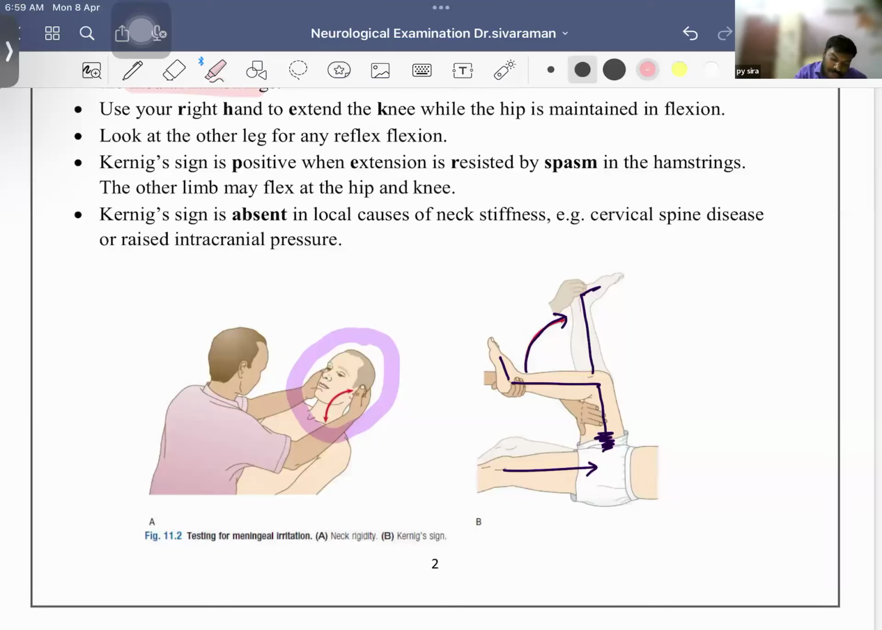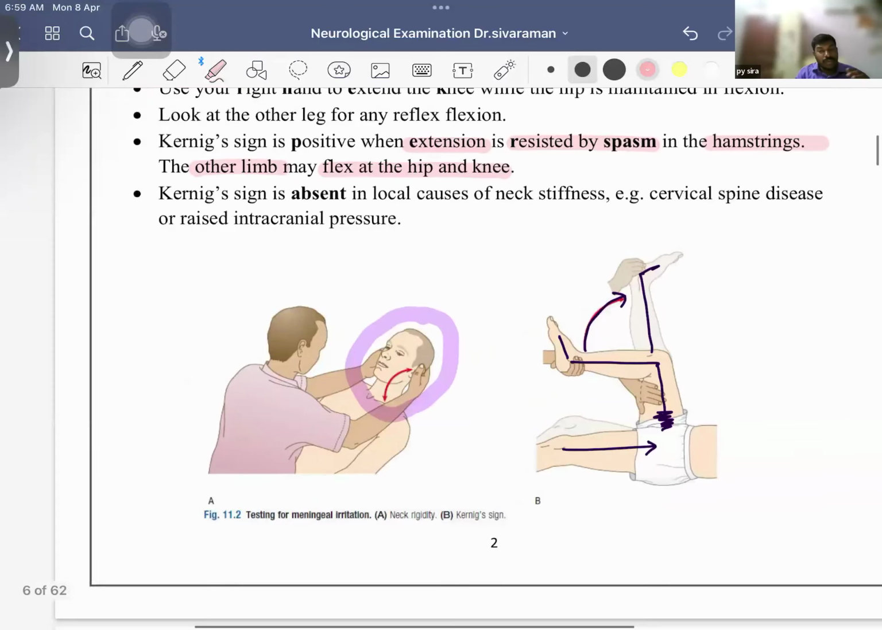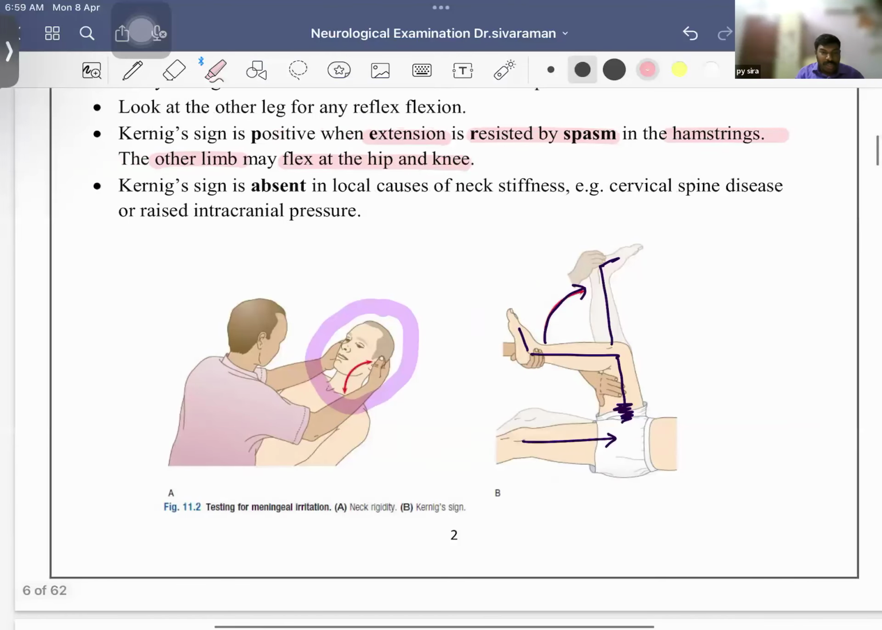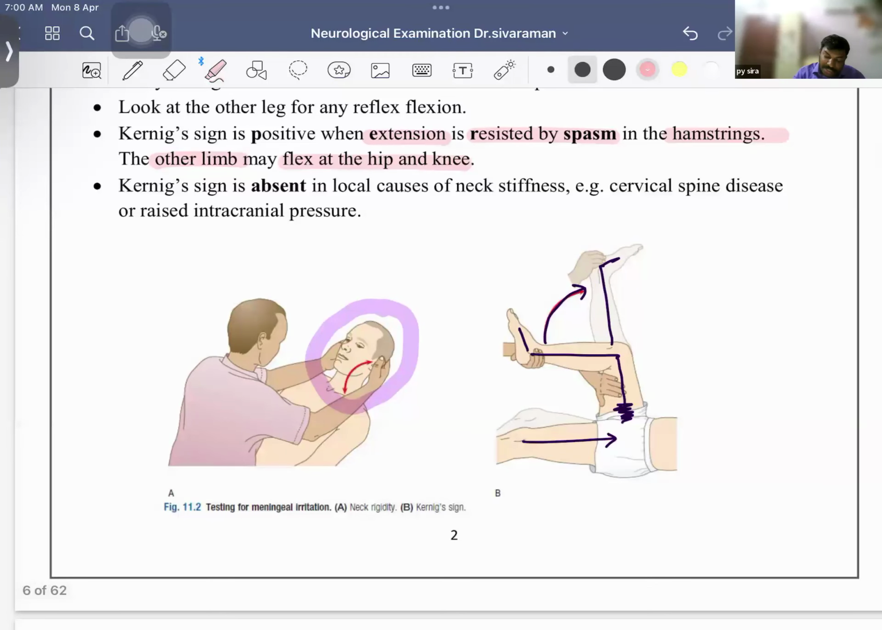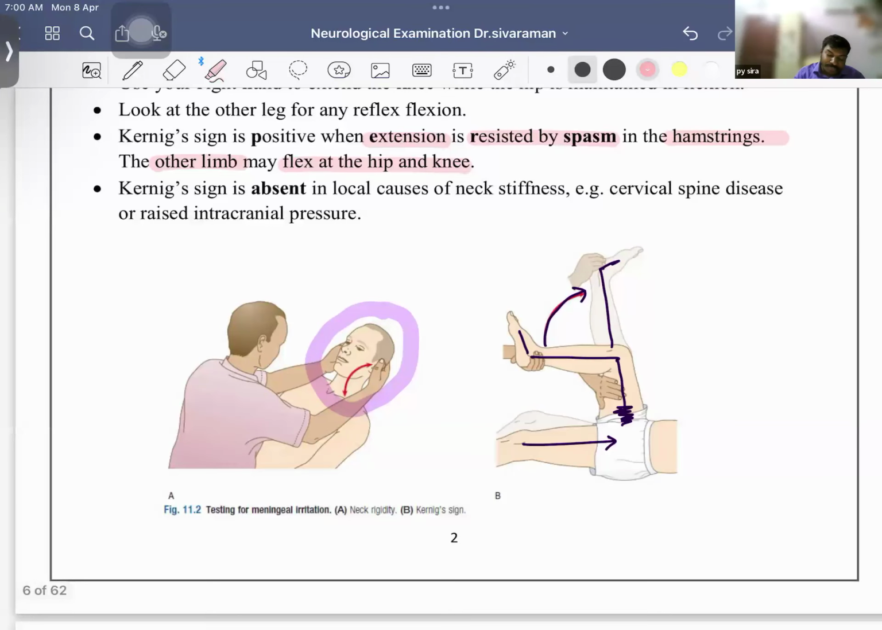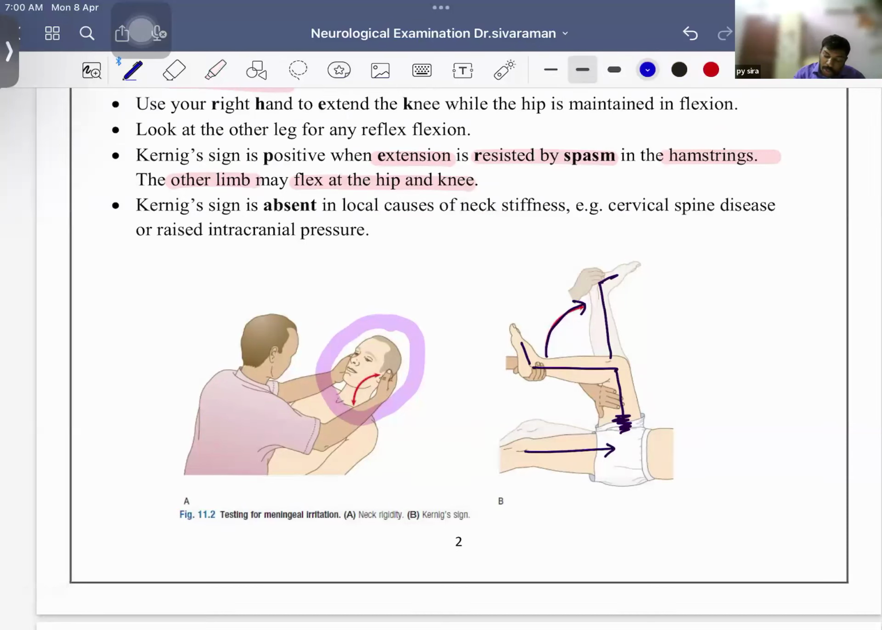When you do this, there is extension resisted by spasm in the hamstring muscle, and the other limb may also flex. Whenever you flex the leg and extend it, you can feel the spasm at the level of the hamstring muscles, which will prevent the extension. This is very, very important: Koenig sign, and the patient also perceives pain at the hip joint.